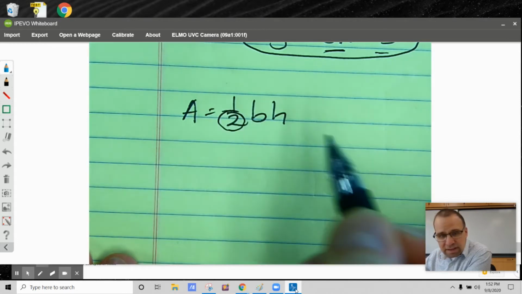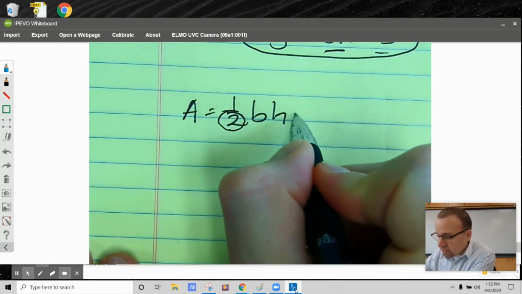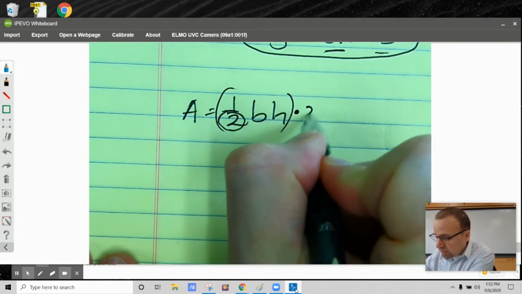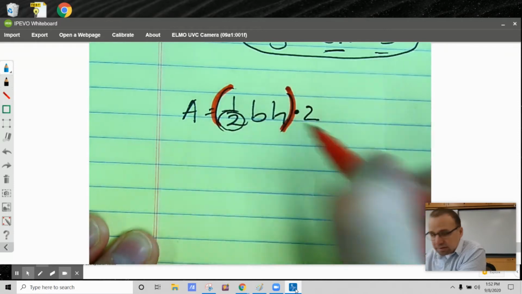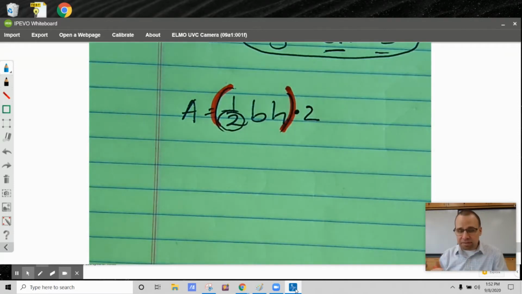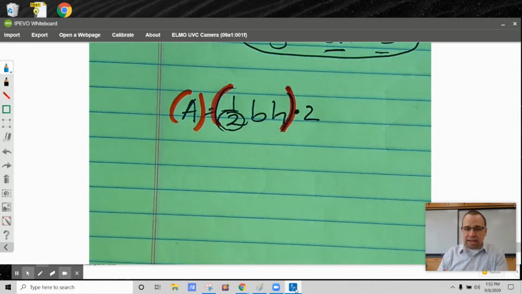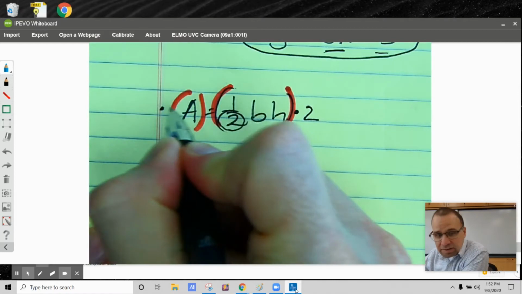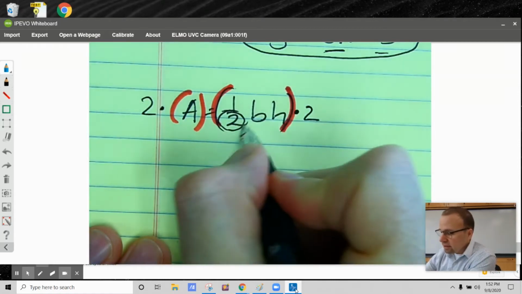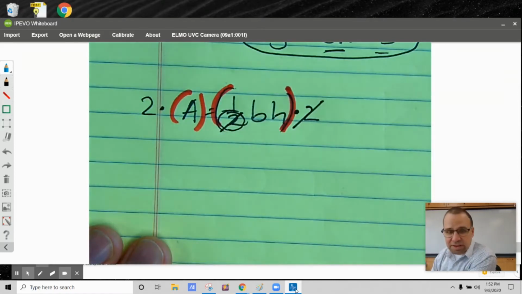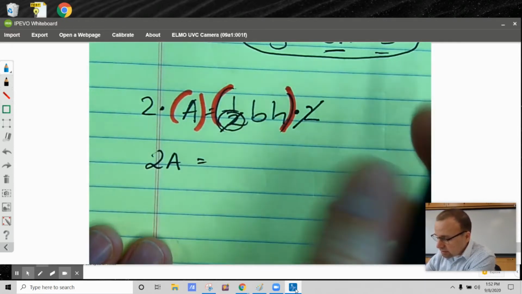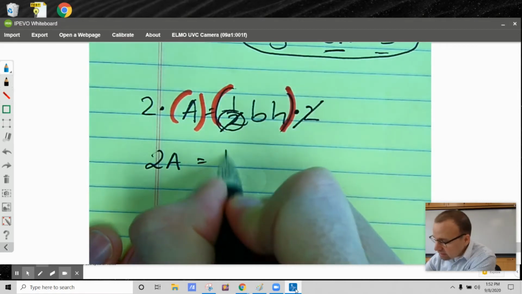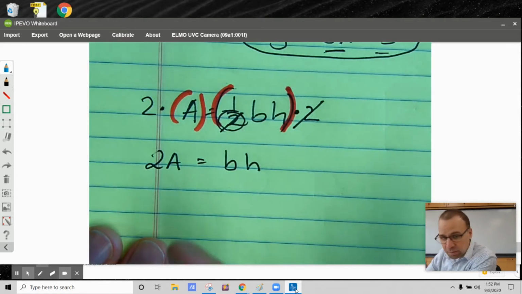Let's deal with this half, or this 2 that's in the denominator. I'm going to deal with that by multiplying both sides by 2. Let me kind of just show you. I'm going to use a different color here because I'm multiplying everything on both sides by 2. Same with on this side. I'm going to multiply that A times 2. Why am I doing that? Well, 1/2 times 2 is just going to be 1, and it goes bye-bye. And so we got 2A equals, and that's just going to be 1. So we got BH. So we're almost there.